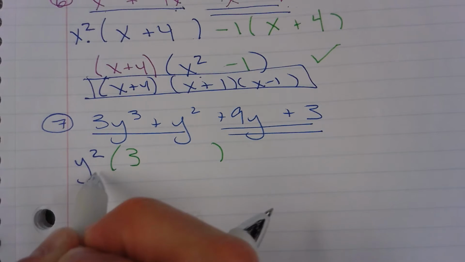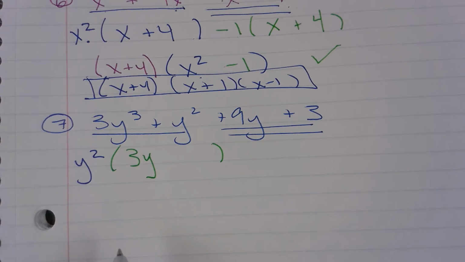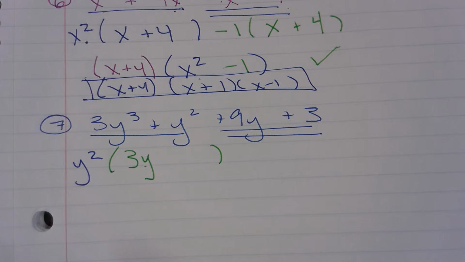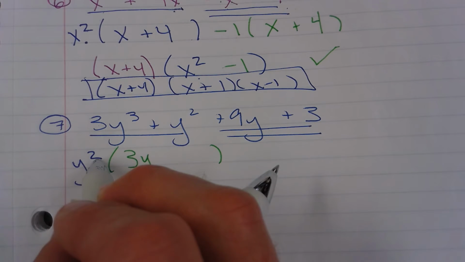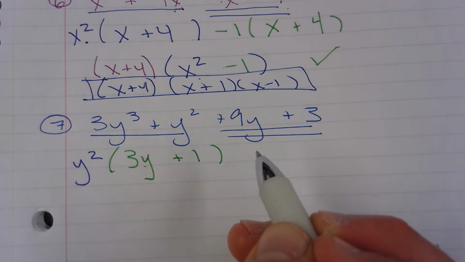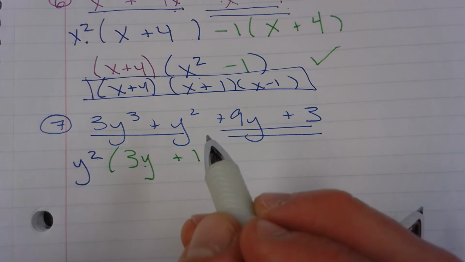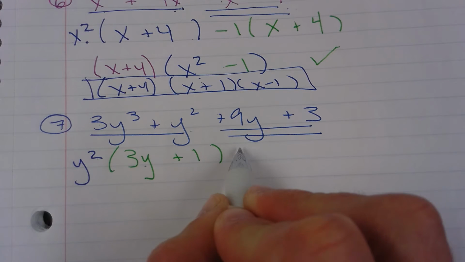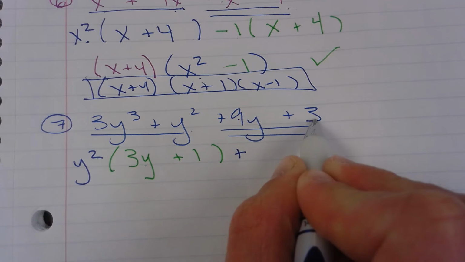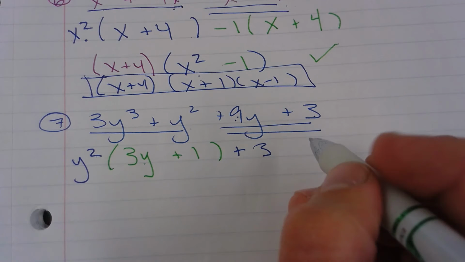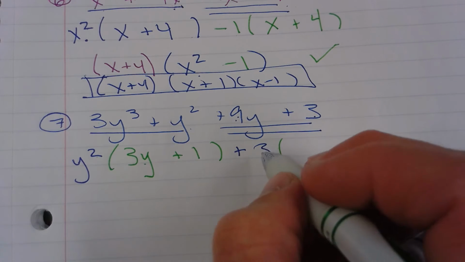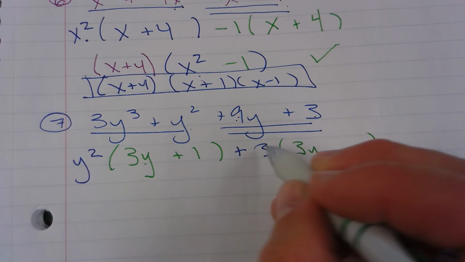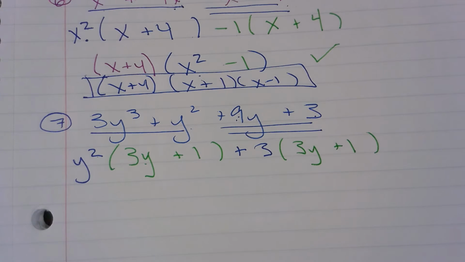I still have a 3. I need an extra y. I'm using my eyeballs to make sure that y squared times 3y is 3y cubed. And I took this y squared and I put it down here, so I still have a plus 1. That's one reason why we need to make those parentheses just as big as the two terms. Plus, what do they have in common? They have a 3. What's left over? I took a 3 out of 9, so I still have a 3y. And I took this 3 and I put it there. I still have a plus 1.